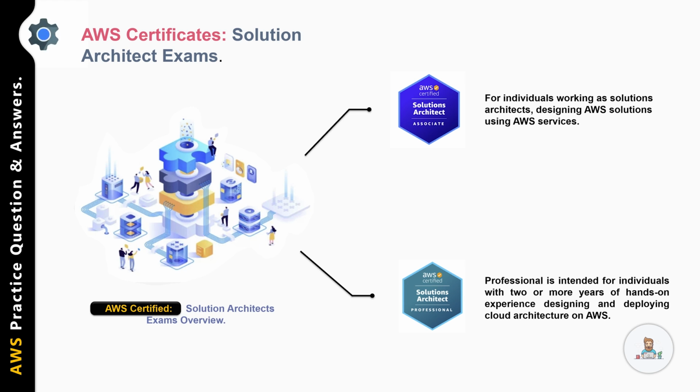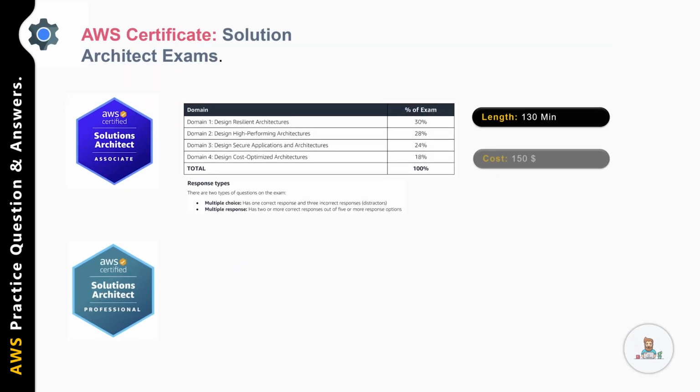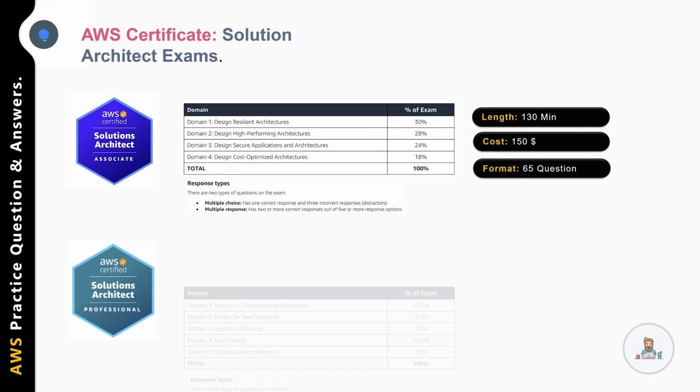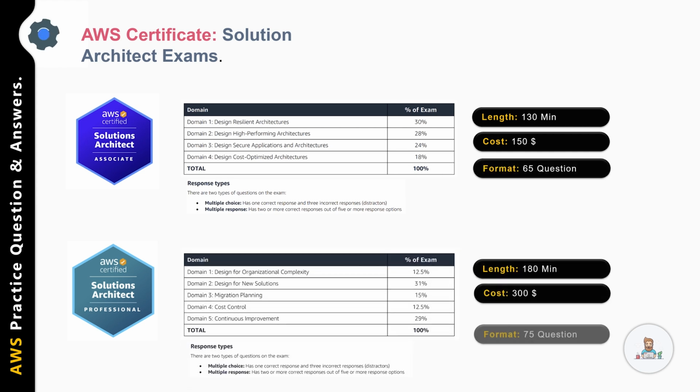Now let's talk about the format of the exam. In both cases, that is AWS Certified Solutions Architect Associate and Professional, the exam pattern is the same. You're going to get multiple choice questions, and in some cases you'll get multiple response questions where you have to select more than two correct answers.